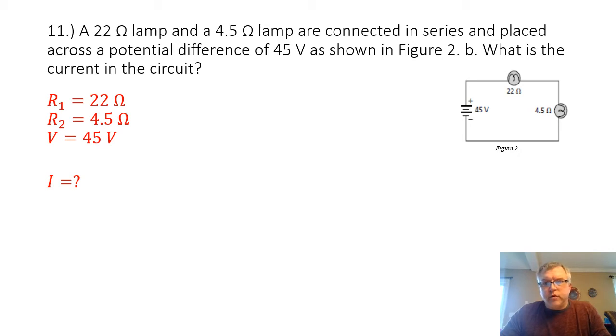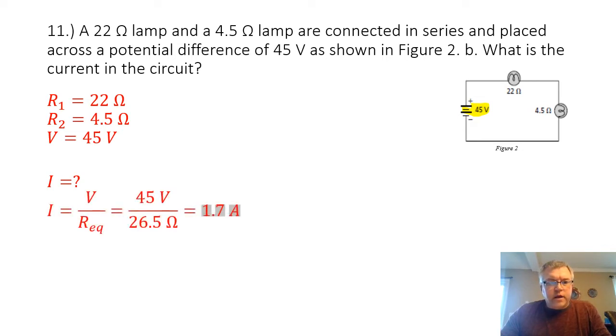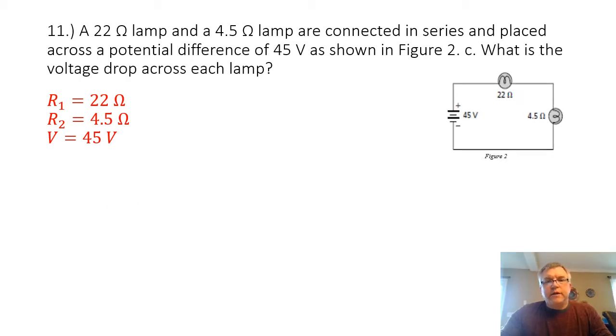So I am going to use the voltage going across the battery, which is 45 volts. And I need to use the equivalent resistance. I know that according to Ohm's law, the current is equal to the voltage divided by the resistance. So 45 volts divided by my equivalent resistance of 26.5 ohms is going to give me a current in the circuit of 1.7 amps. Part C asks, what is the voltage drop across each lamp?